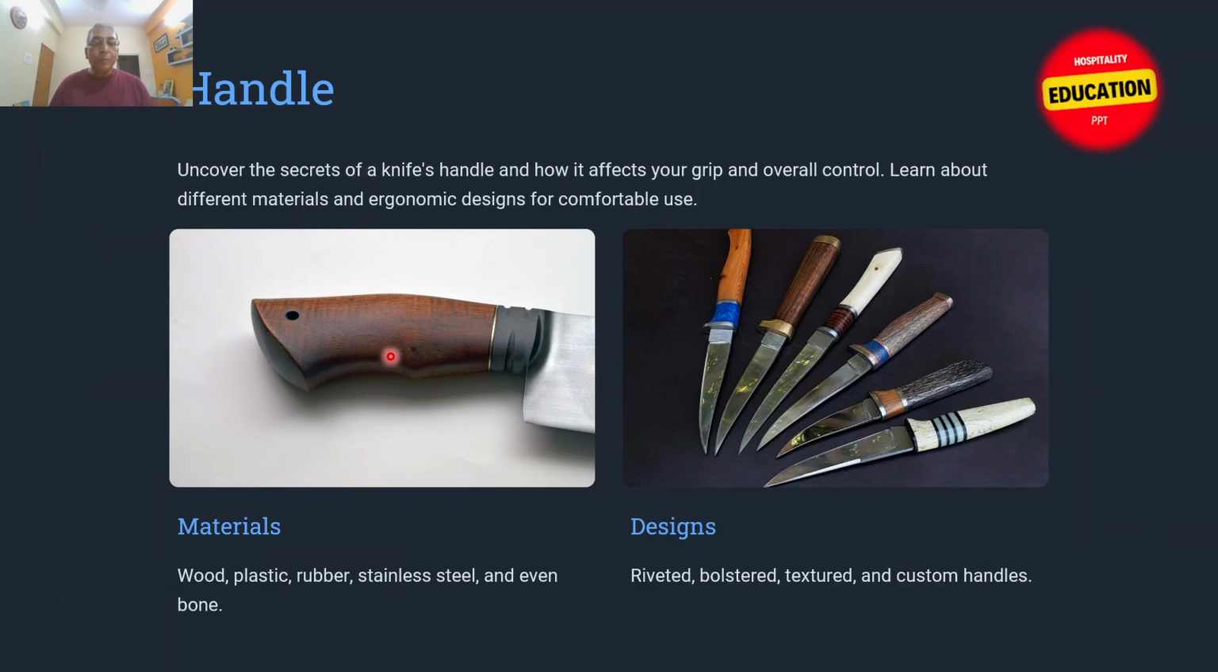Next one is the handle. You can see this is known as the handle. It can be made out of many materials: wood, plastic, rubber, stainless steel, and even bones. But in all cases, it should be non-corrosive. You can see different kinds of designs also available here. Some are riveted, bolstered, textured, and custom handles. So this is a part of the handle.